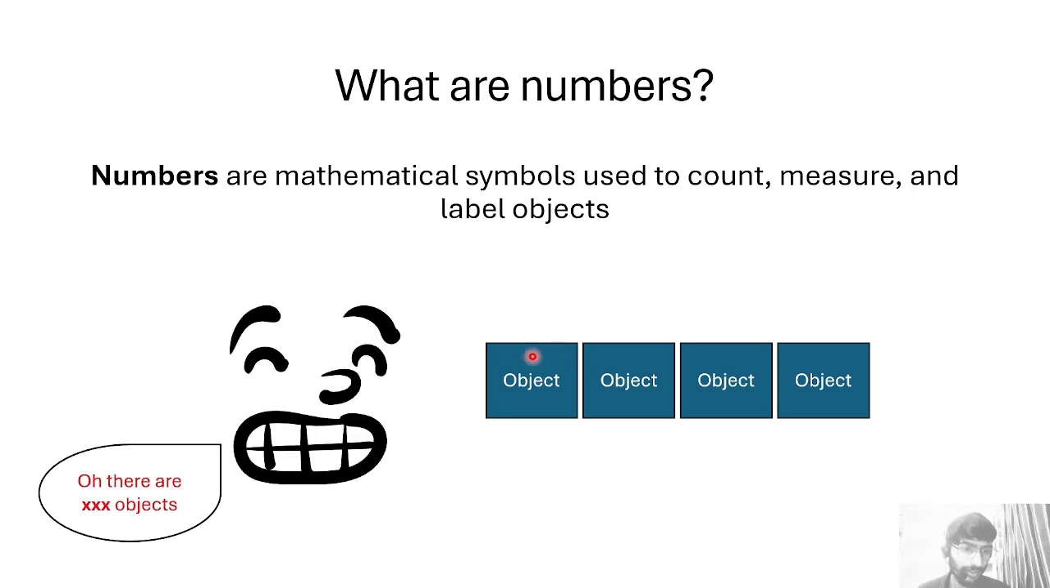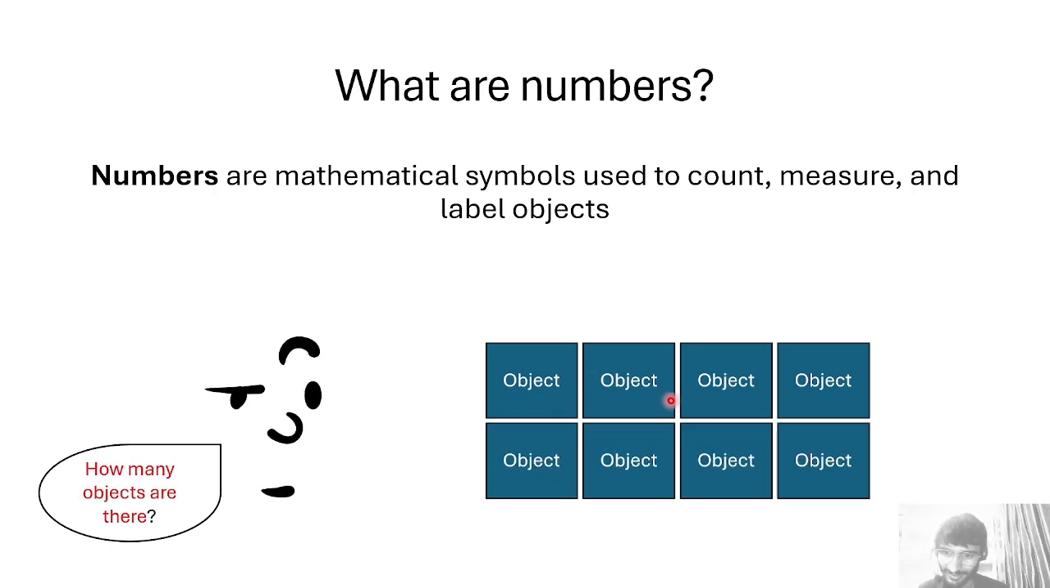So let's move on. Oh, there are XXX objects. That's his way of counting. Clearly, he doesn't know about the symbols that are used to denote counting, so he's created a special symbol XXX for these four objects.